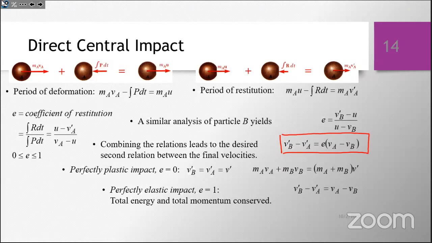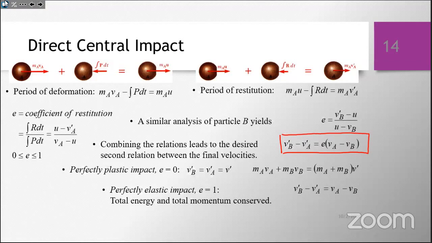You can get up pretty high. What would something that's close to 1 look like? A low speed car crash, right? A little fender bender. You hit at like 5 miles an hour and both cars bounce away. Sometimes you get a little bit of damage. So it's close to 1, but it's not actually 1, right?